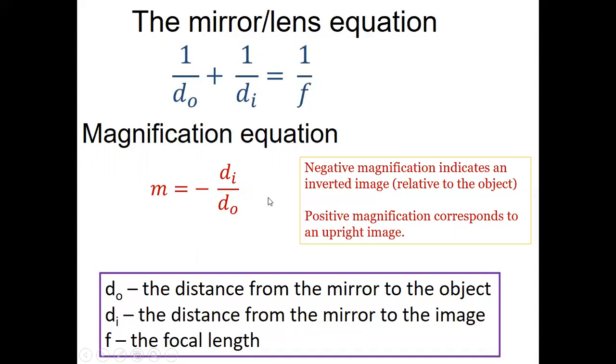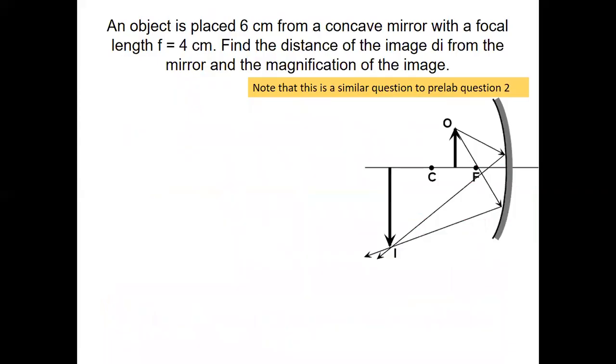Okay, so when you're working on the lab, you will see that your magnification numbers can either be positive or negative. So if you get a negative number, that means the image is inverted. Okay, so let's look at this problem. Remember that this is not the exact same question as on the pre-lab, but it's very similar to pre-lab question number 2. So make sure you learn it first and work on your pre-lab questions. So let's look at this question.